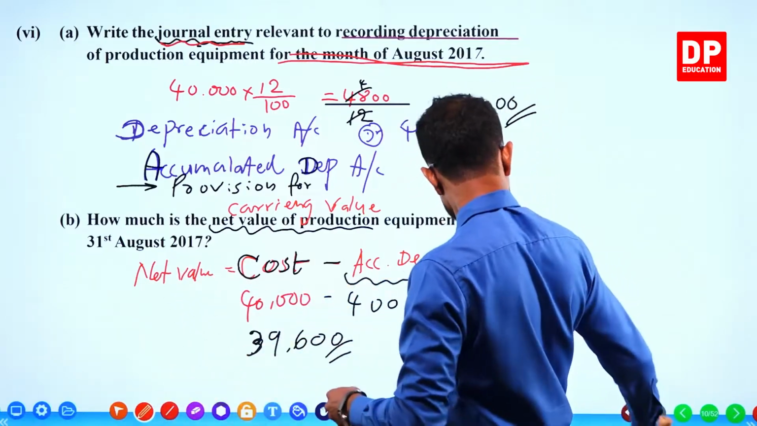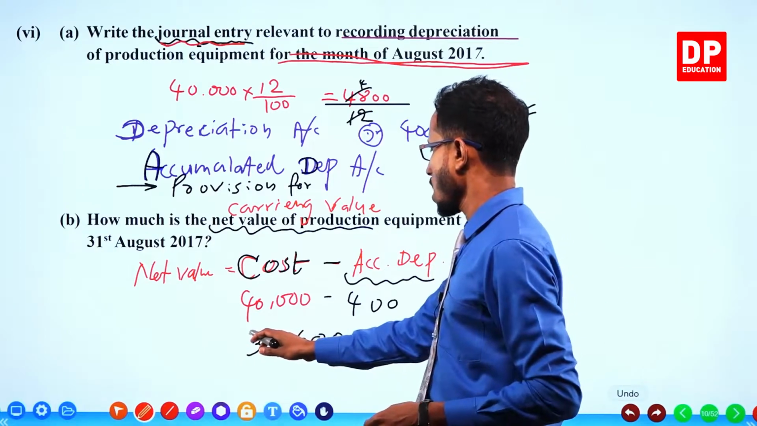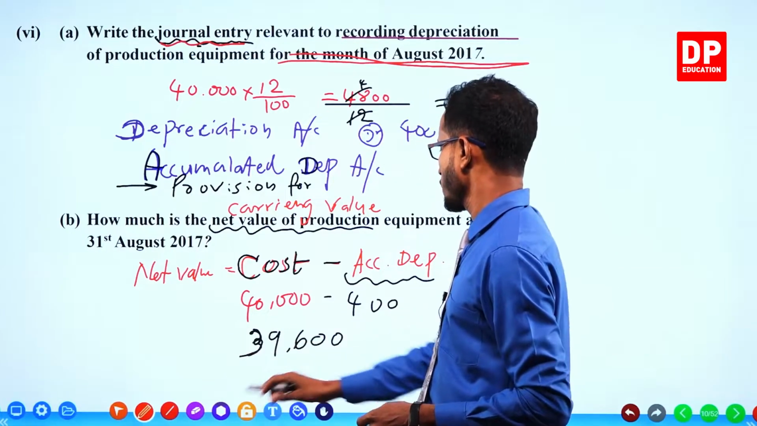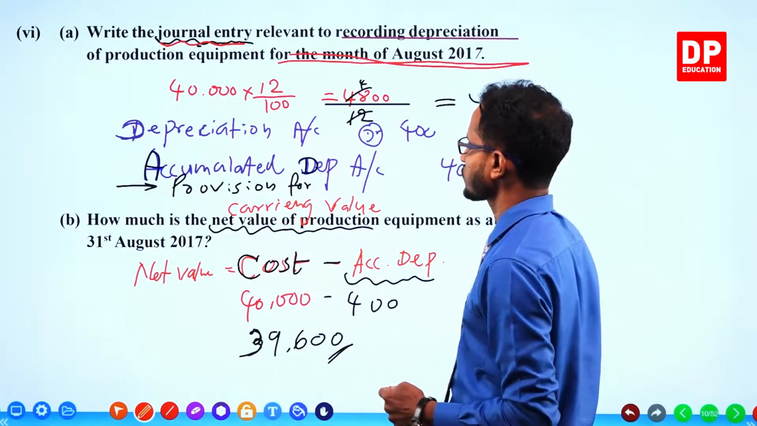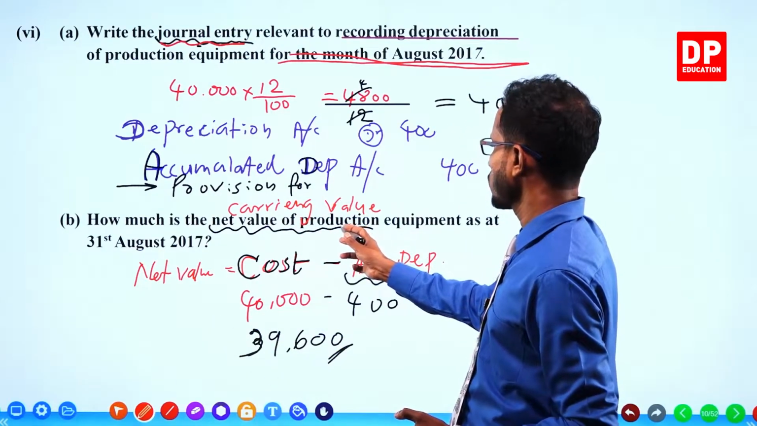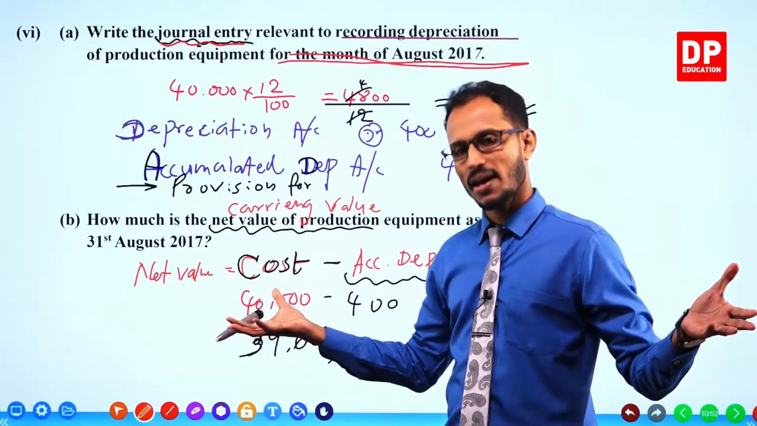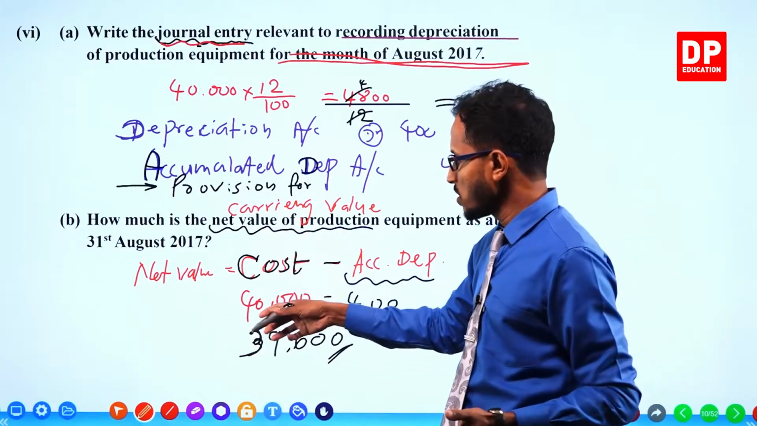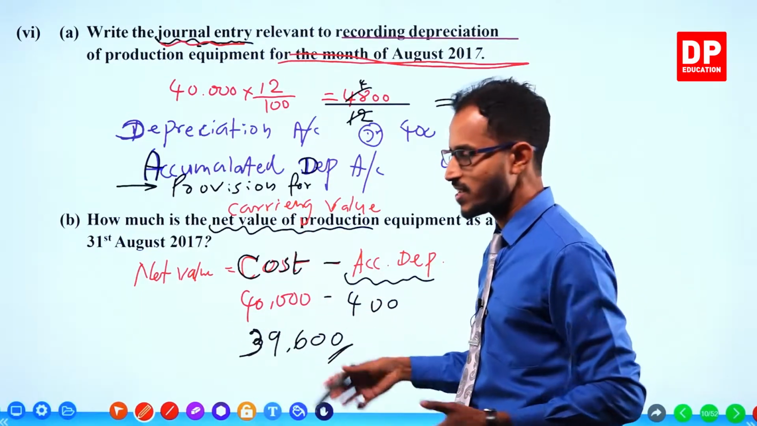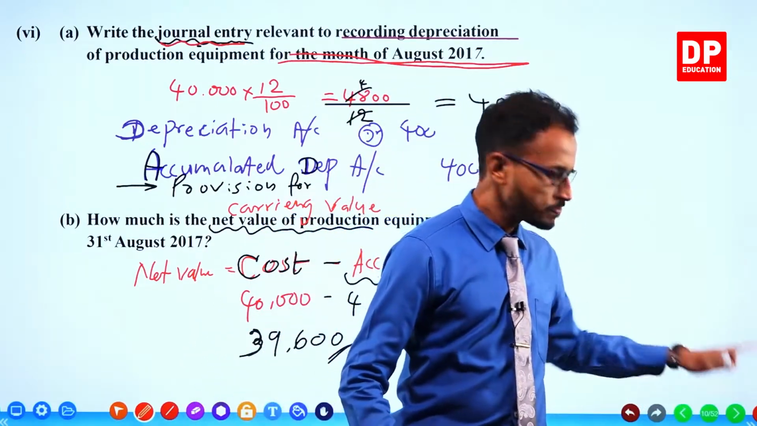Got it? Right. How much is the net value or the carrying value at the end of the August month? 400 is depreciated now. So 40,000 minus 400. That's it. Simple. Next question.